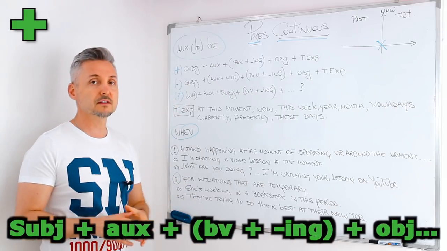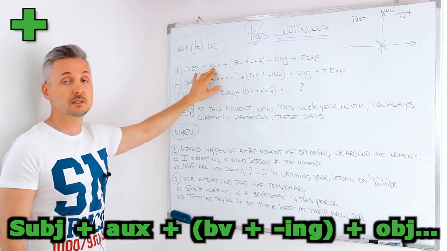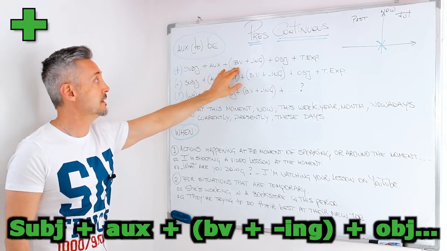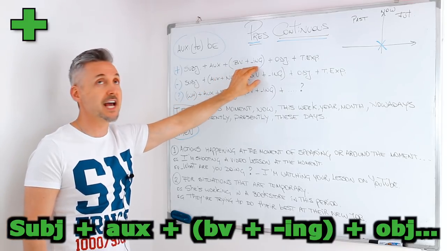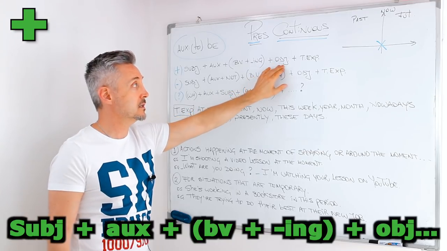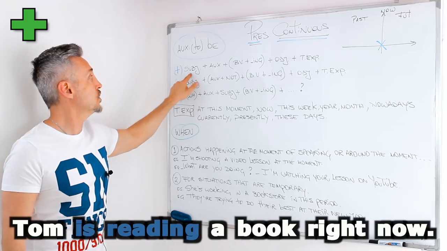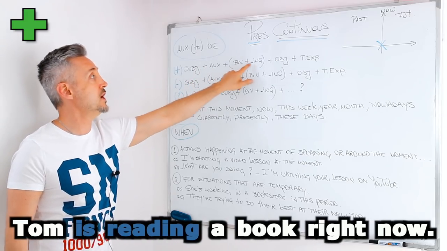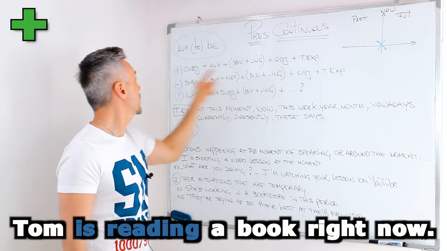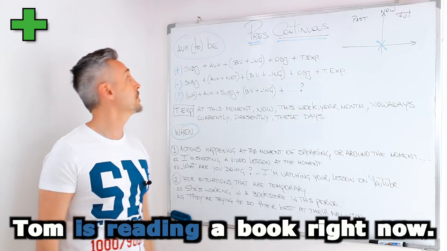So for a positive sentence, we need the subject first, then we need the auxiliary, I said the verb to be, then we need the base of the verb plus ing form, plus an object, plus a time expression. For example, Tom is reading a book right now. Tom is reading a book right now.